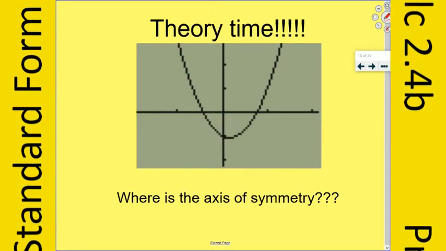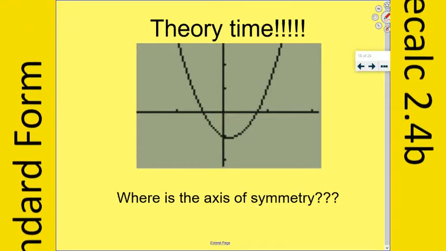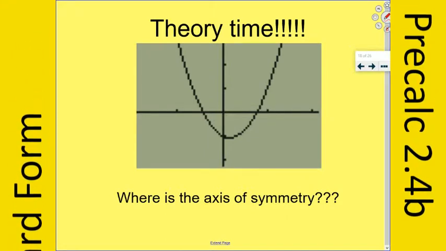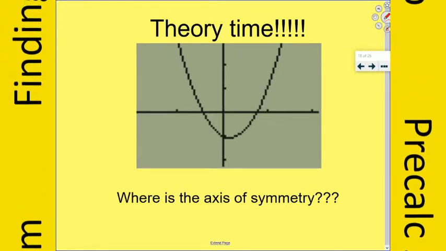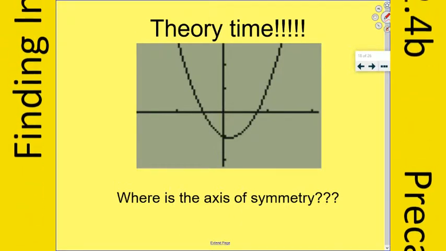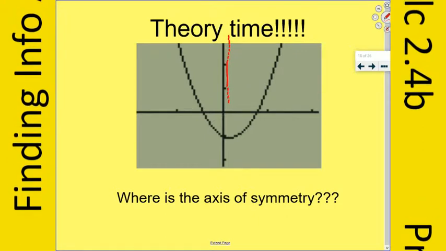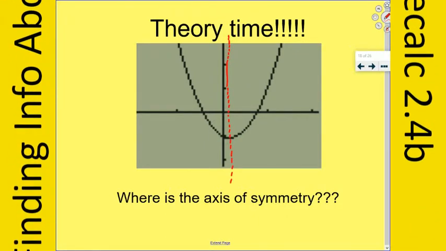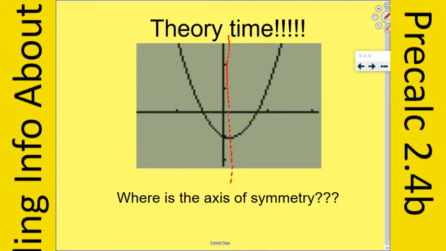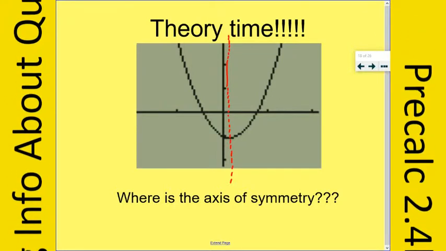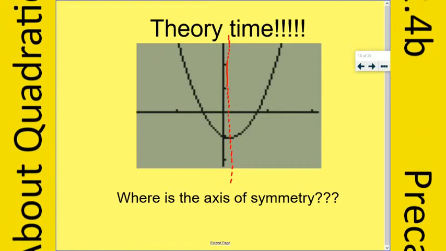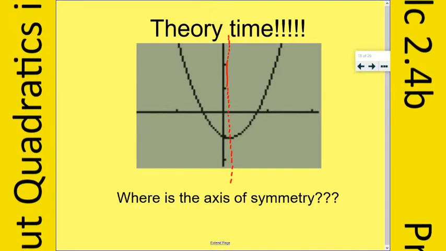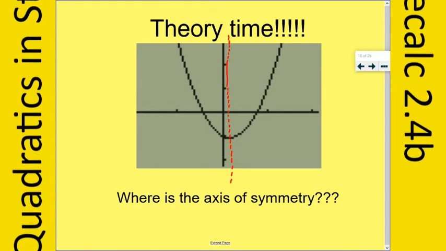Okay, so my question to you is, where is the axis of symmetry? Take a second, pause the video, put your finger where you think the axis of symmetry is for this generic random quadratic graph. Okay, you found the axis of symmetry. Hopefully you found, let's see if I can actually draw it, that it's like right about here. Okay? Now, my question to you would be, how can we find that? How can we find that without having a vertex form equation, without knowing where the vertex is?